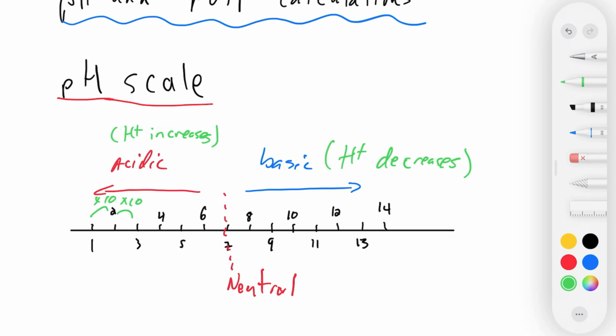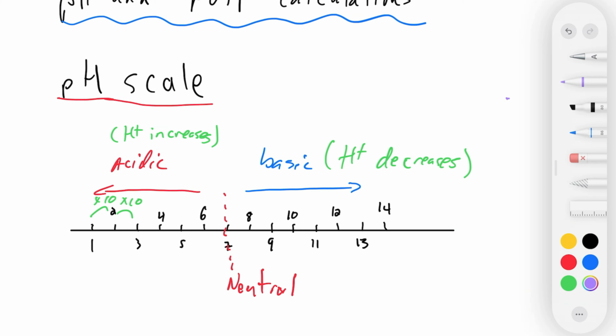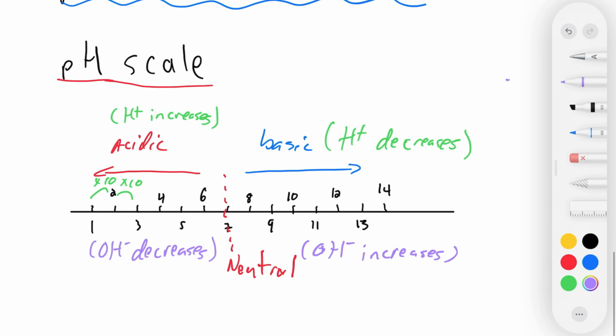At the same time, I'm going to write this underneath here. Actually, I won't erase it, I'll leave it here. When it comes to the OH, because the OH can also be read from this as well, as we move towards the left, as your H plus increases, your OH minus decreases. And as your H plus decreases, that means that your OH minus increases. And what we're saying here is that your H plus and OH minus are inversely proportional.